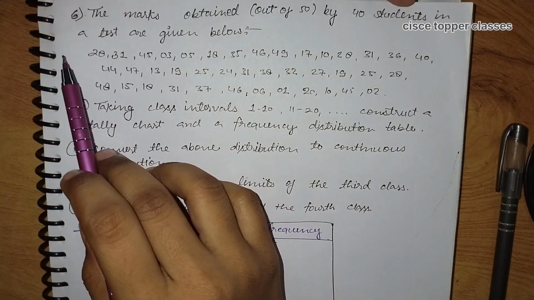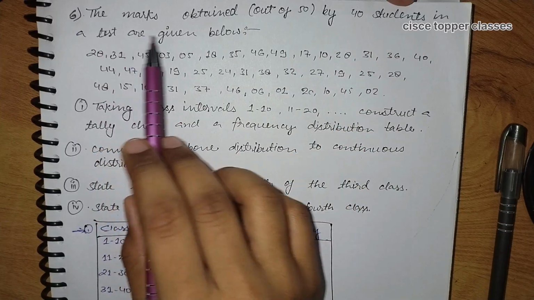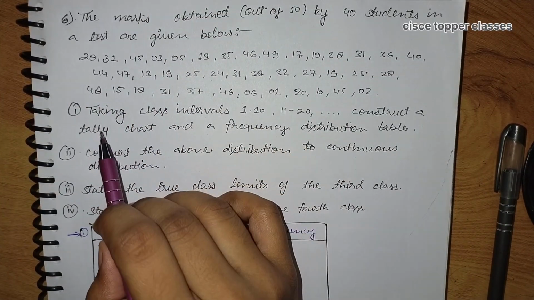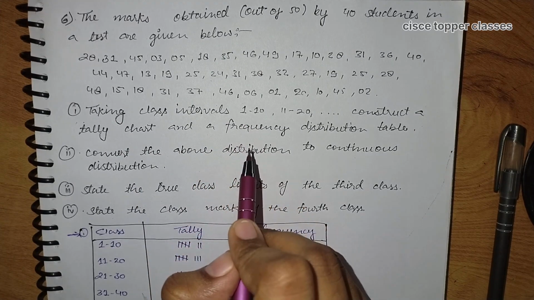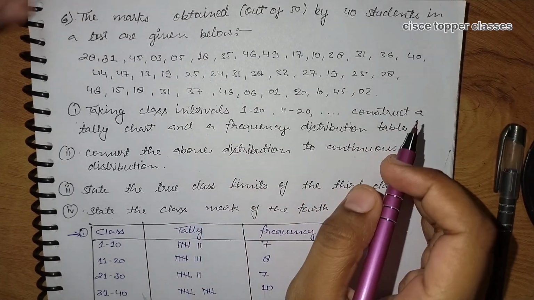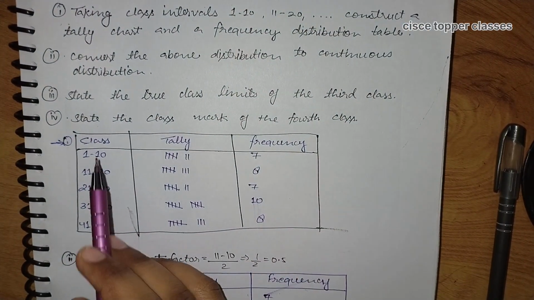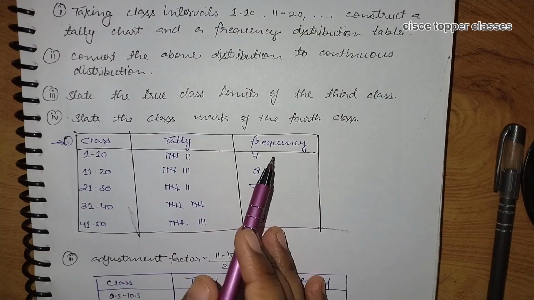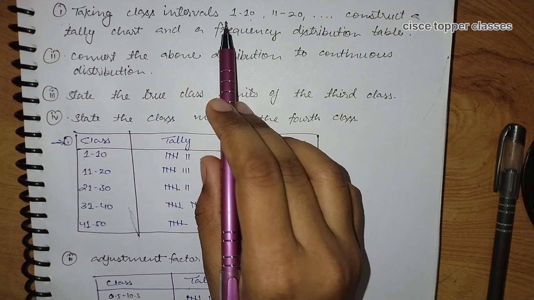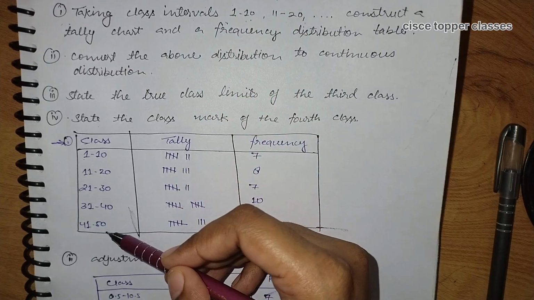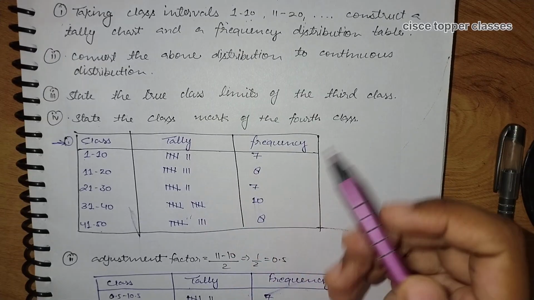Now let us solve the sixth question. The marks obtained out of 50 by 40 students are given in a test. Firstly, taking class intervals, we have to draw the frequency distribution table, and a tally chart also. This is the first part, and we have already drawn the chart for the frequency table. We will take the class intervals as 1 to 10 and 11 to 20 till the highest value, which is 41 to 50. Then this is the marks and this is the frequency.